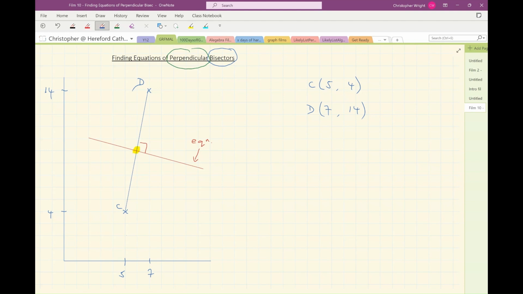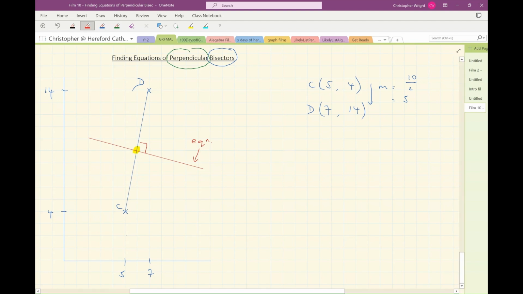Do we know the gradient of the line segment CD? Well, look top right here. Here are the coordinates of C and here are the coordinates of D. And so I'm going to find the gradient. I'm going to use lowercase m for gradient. And I know how to do this. I'm going to do 4 to 14. I'm going to go from top to bottom. So 4 to 14, that adds on 10. 5 to 7 adds on 2. Look at that. The gradient of the blue line is 5. Okay, so now do I know the gradient of the red line?